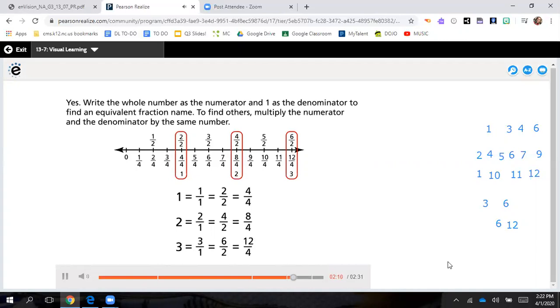Yes, write the whole number as the numerator and 1 as the denominator to find an equivalent fraction name. To find others, multiply the numerator and the denominator by the same number.